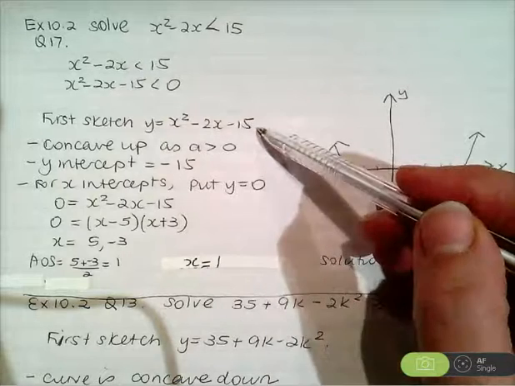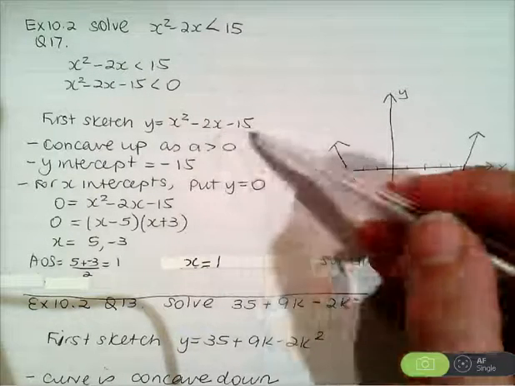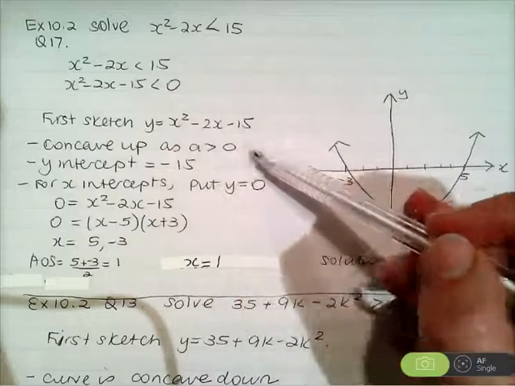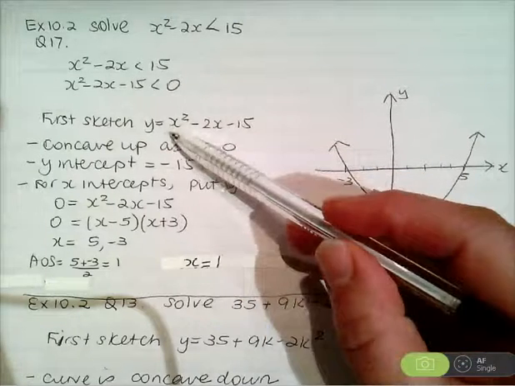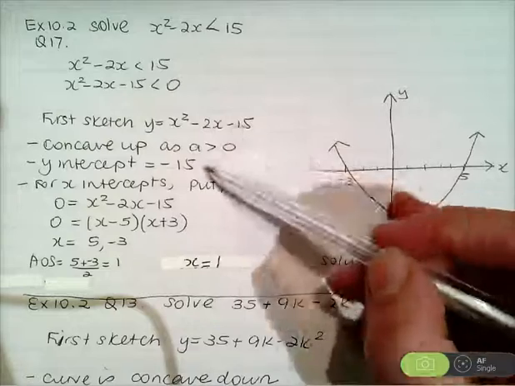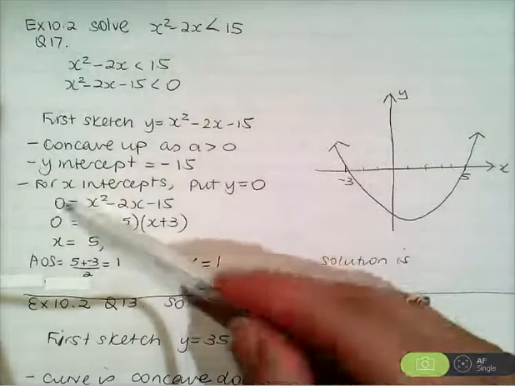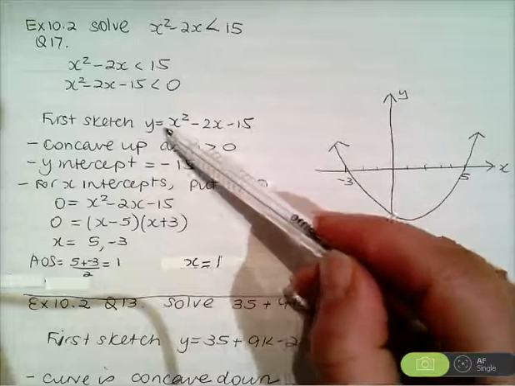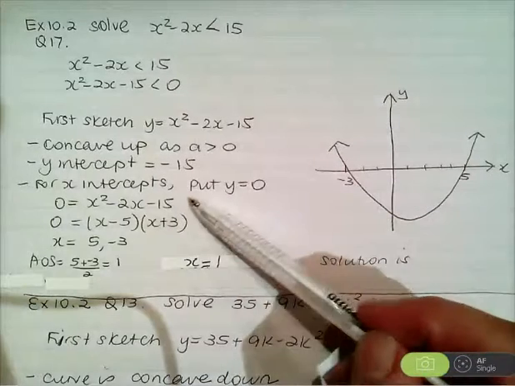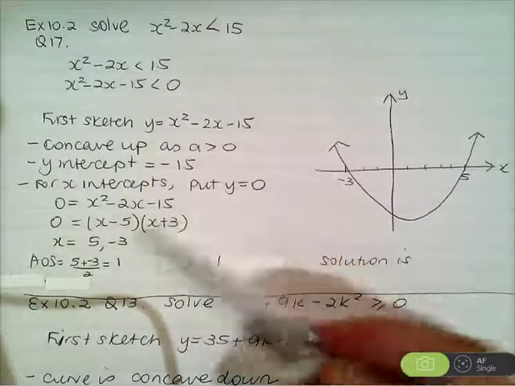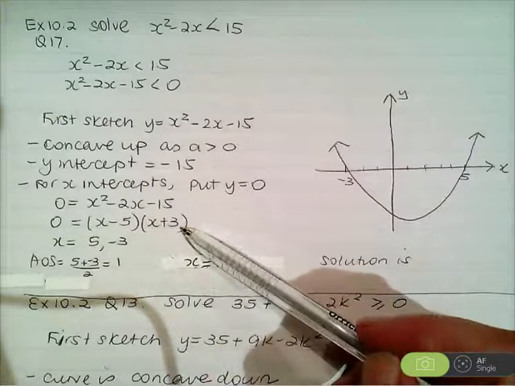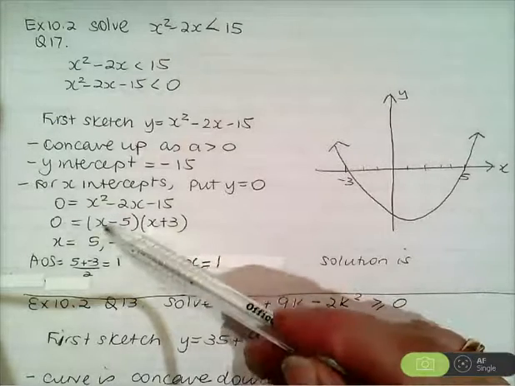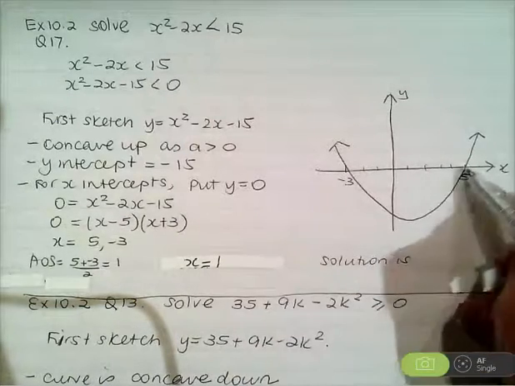So we sketch that. To sketch that, let's just look at a few important points. We know firstly that the curve is concave up, because the coefficient of the x squared is 1, which is positive. The y-intercept is found by substituting x is 0, and that y-intercept is -15. And for the x-intercepts, we substitute y equals 0. So we put 0 in here, and we get 0 equals x squared minus 2x minus 15. We can factorize that to get x minus 5, x plus 3. I'm just checking that, and it looks fine. Solving that equal to 0, we get that x is 5 or x is -3.